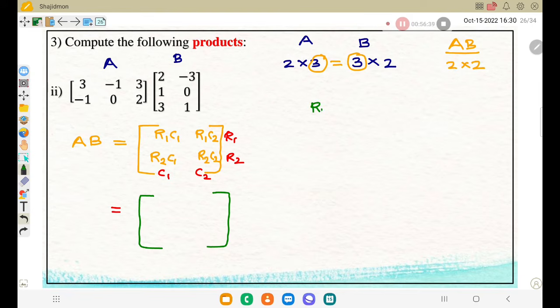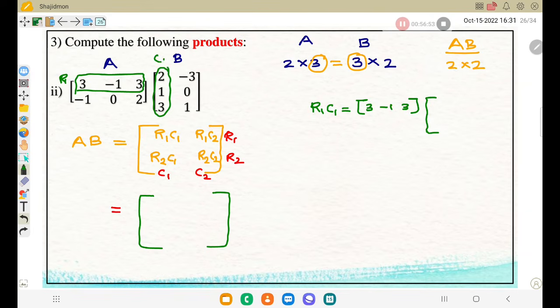First R1 C1. What is the first row here? This is the first row, correct? Row number 1: 3, minus 1, 3, with column number 1. Column number 1, this one, C1: 2, 1, 3. Correct?